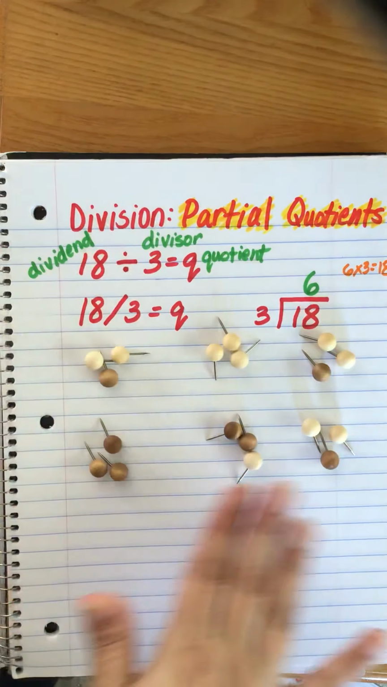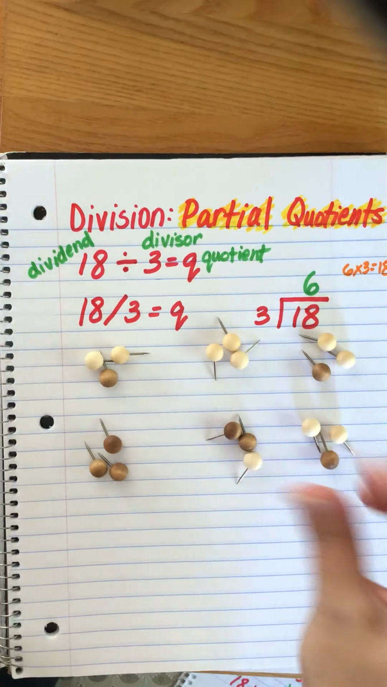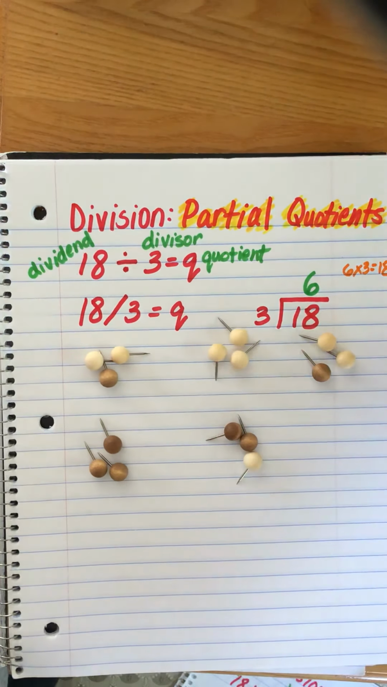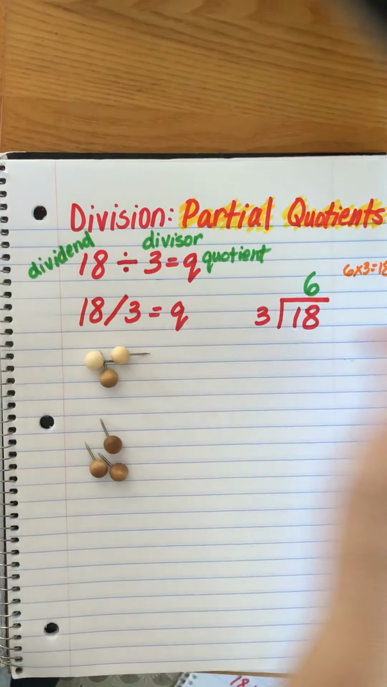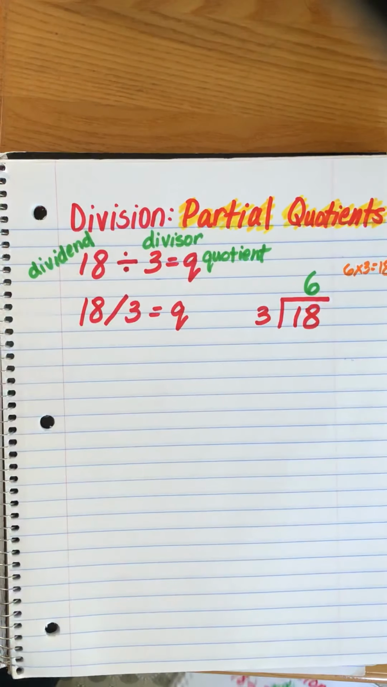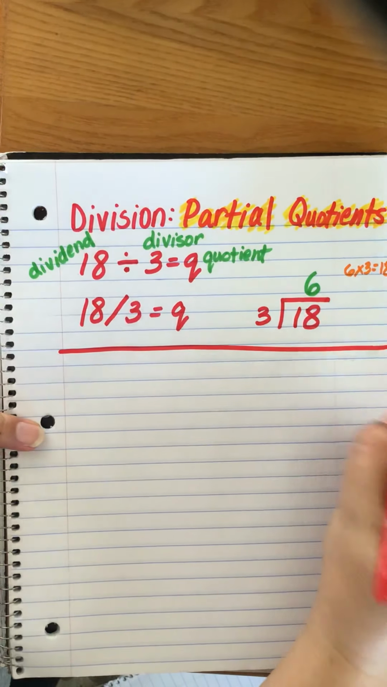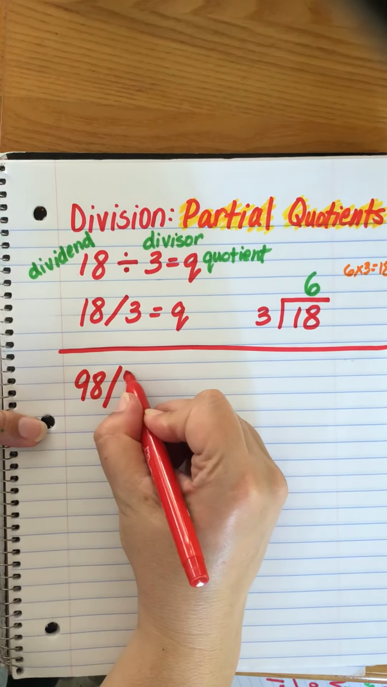Okay, so I wanted you to see how we divide. Divide is basically taking away these groups, okay, to see how many times can we take away the group of 3, okay, depending on the divisor. Okay, so I'm going to go ahead and get rid of these. And I'm going to show you a bigger problem. So something like 98 divided by 7.